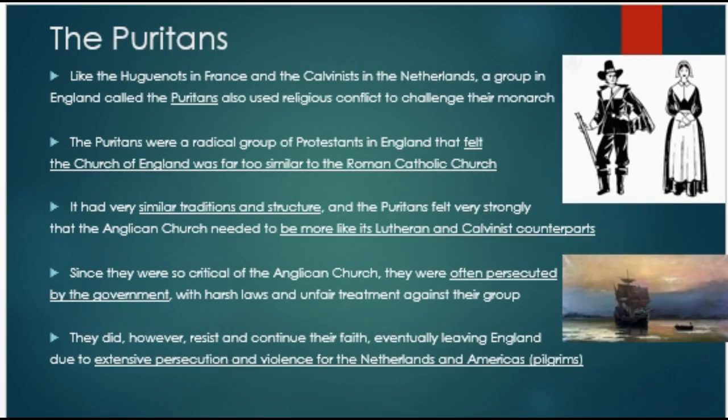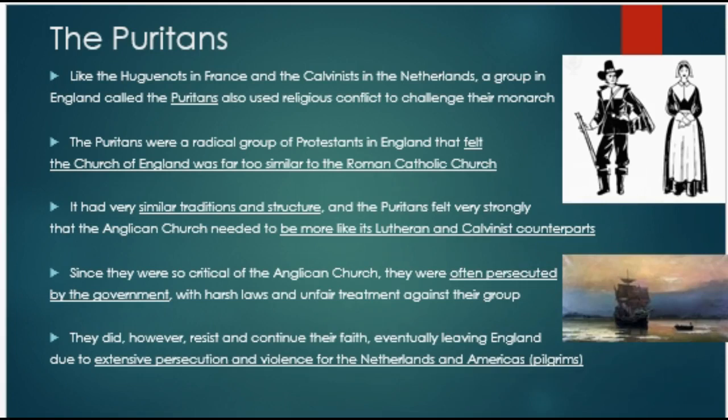Let's talk a little bit more about these Puritans. Like the Huguenots in France and the Calvinists in the Netherlands, a group in England called the Puritans also used religious conflict to challenge their monarchs. The Puritans were a radical group. The most radical of them were the Pilgrims, but the Puritans were a radical group of Protestants in England that felt that the Church of England was far too similar to the Roman Catholic Church. It had very similar traditions and structure, and the Puritans felt strongly that the Anglican Church needed to be more like its Lutheran and Calvinist counterparts.